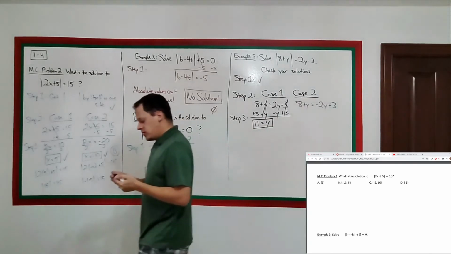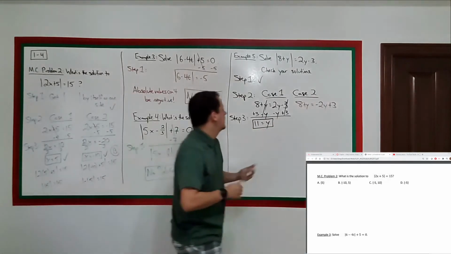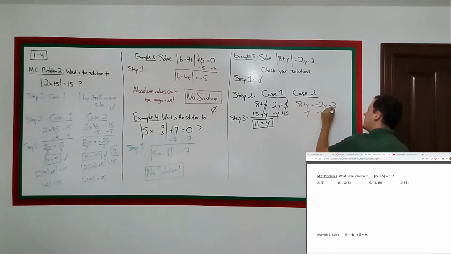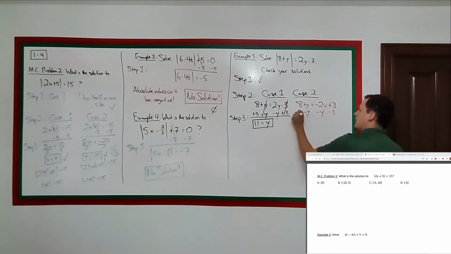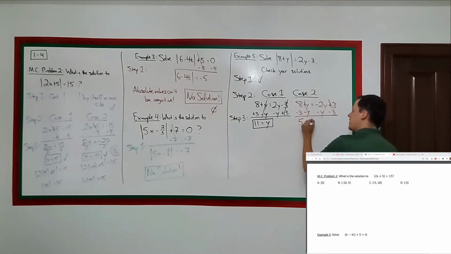Now we solve case 2. Steps should be the same. Moving the y's over here. Moving the numbers without y over here. Y's cancel, 3's cancel. 8 minus 3 is 5.